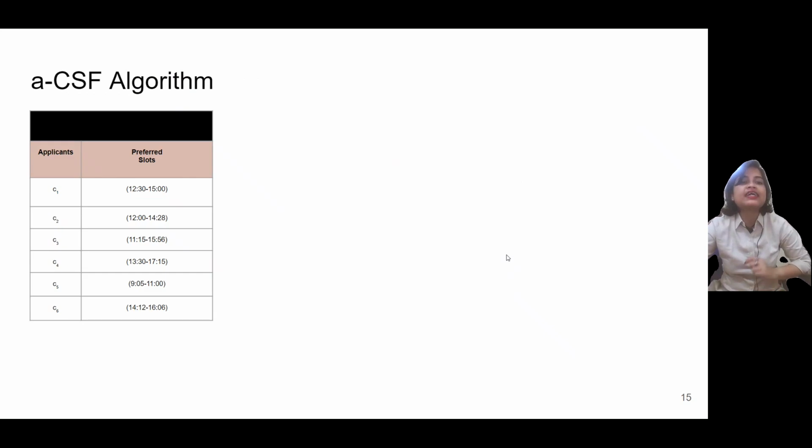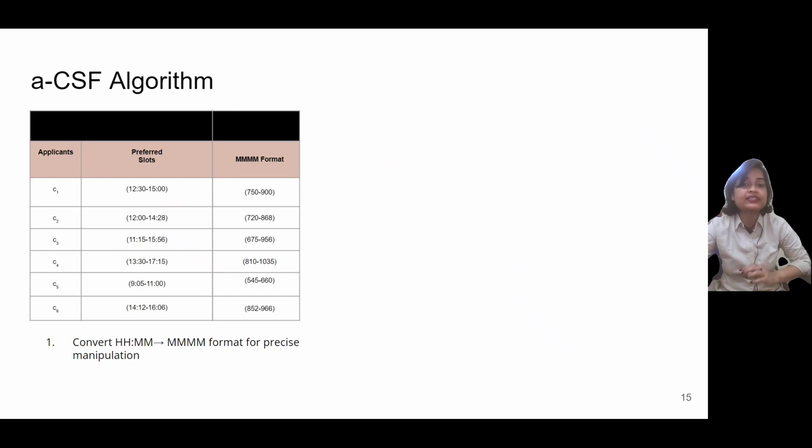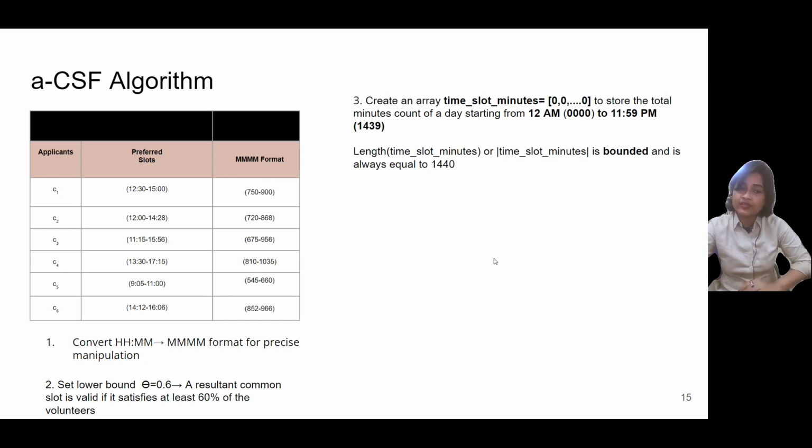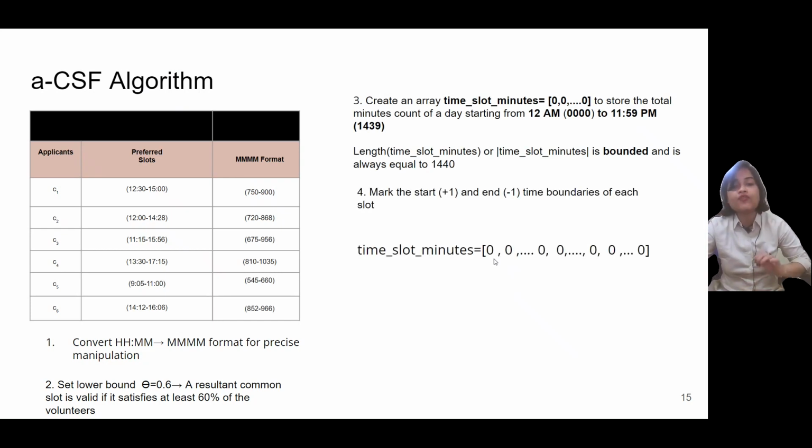The next phase is the a-CSF algorithm. The first step is to process the given time slots and convert them to minute-only format. The lower bound theta is set. Thus, for this example, we make it 0.6. This means a resultant common slot is valid if it satisfies at least 60% of the volunteers. Time slot minute array is created, the length of which is always 1440. It stores the total minute count of a day starting from 12 a.m. to 11:59 p.m.